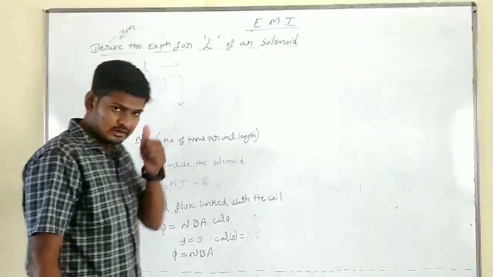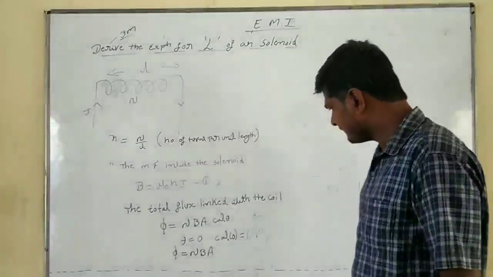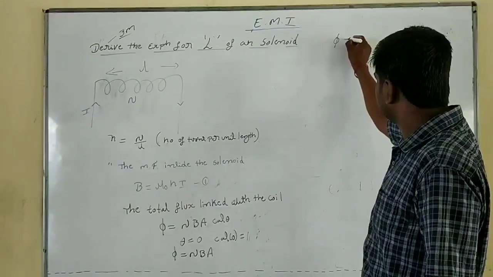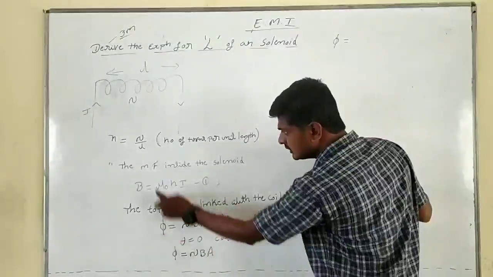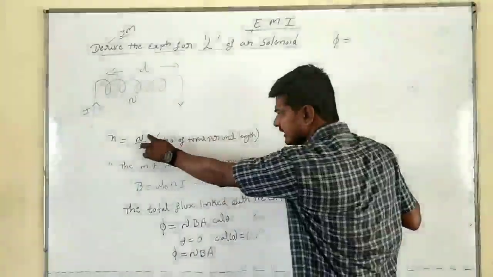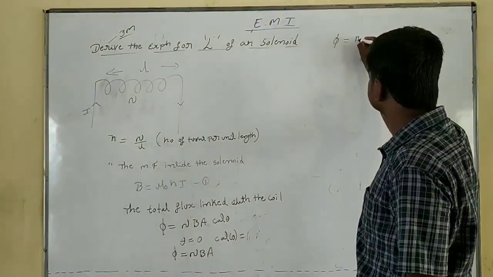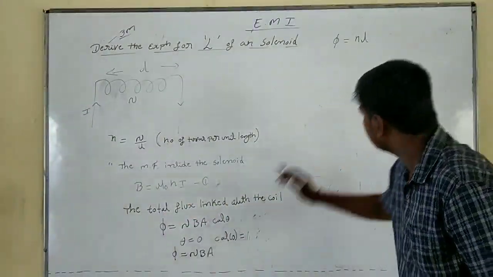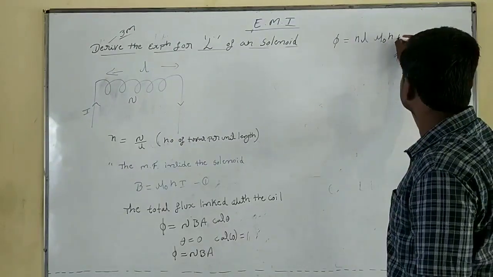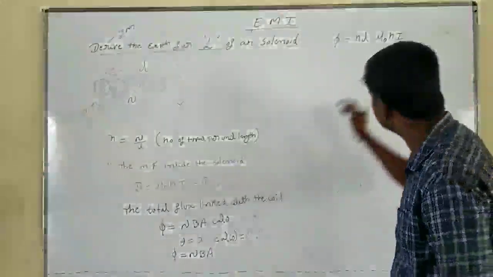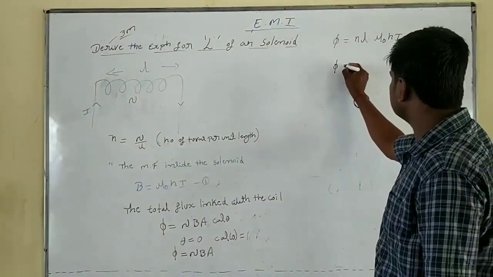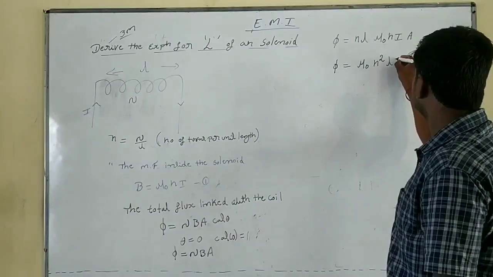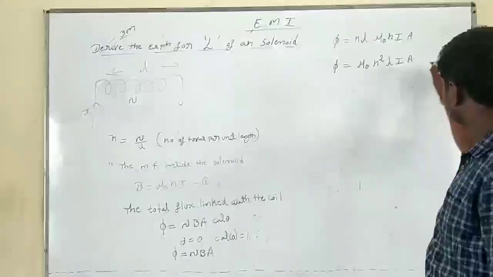Flux phi is equal to NBA. Clear? In this flux equation, I am going to substitute the capital N value. Capital N means the total number of turns, which is small n into L. In place of B, I am going to write mu naught n i. Then last is the area A. So the flux phi is equal to mu naught n square L i A. This one I am going to take as equation 2.